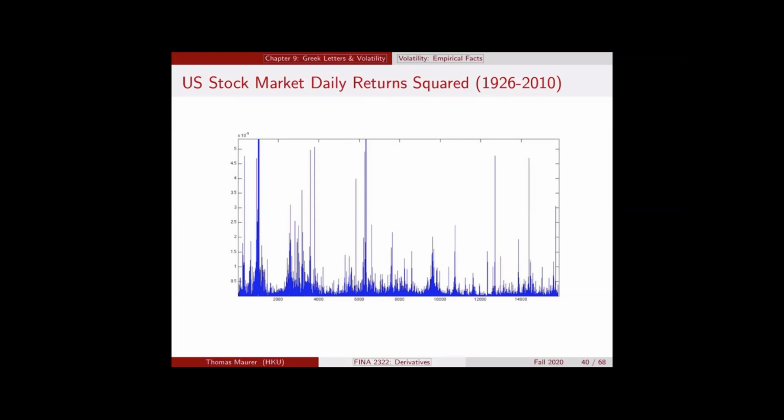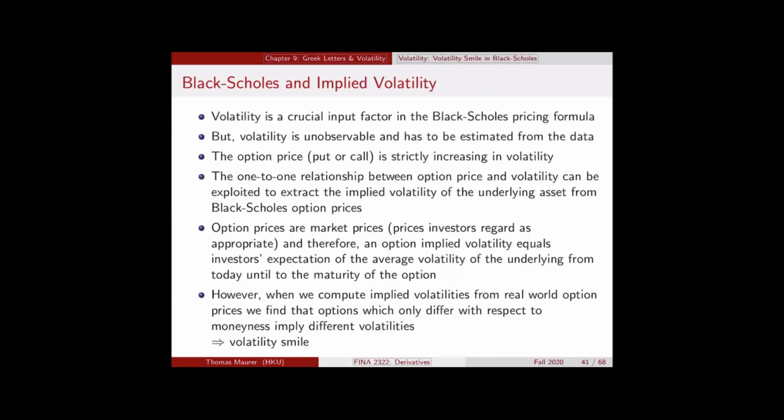volatility is not constant. In the Black-Scholes formula, we know that volatility is a crucial input factor to determine the price of a call or a put option. Now the problem again is that volatility is not directly observed. We actually have to estimate it from the data, and as I have illustrated in the previous slides, this volatility appears to be changing through time. Now this is a bit of a challenge, because if you don't know exactly what volatility is, then how can we use our Black-Scholes formula to actually pin down the price of the option?